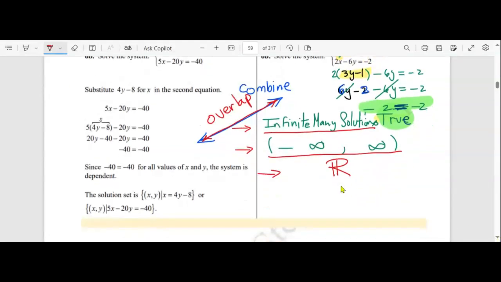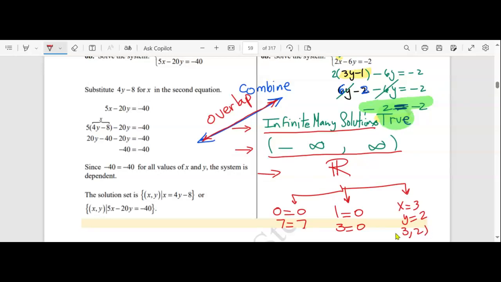What are the 3 cases? When you do substitution, you get 0 equals 0, or you get 7 equals 7. That means infinite number of solutions. What if you get 1 equals 0, or 3 equals 5? Empty set. The third case is x equals 3 and y equals 2. That means what? One solution, 3 and 2. Is this clear?